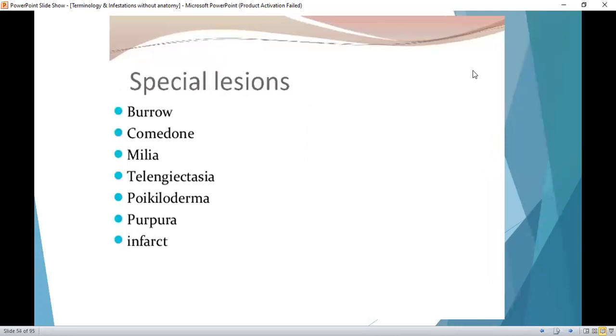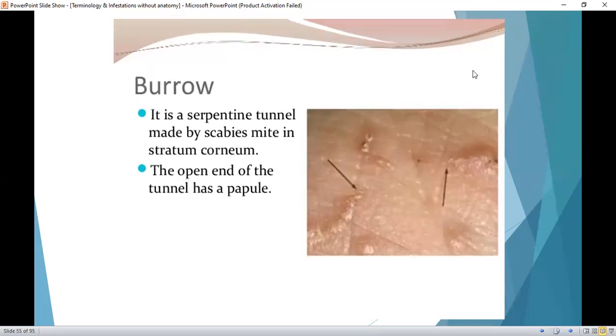Then there are special lesions. Special lesions means those that are present in specific diseases, like burrows, comedones, milia, telangiectasia, poikiloderma, purpura, and infarcts. A burrow is a serpentine or snake-like tunnel which is made by the scabies mite in the stratum corneum. The open end of the tunnel has a papule.